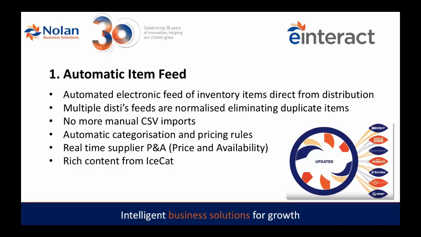We also have a real-time supplier price and availability lookup from the item record, so we can see exactly in real time which supplier has stock and how much we would need to pay for a particular item. And we also have a link out to get some rich content from IceCat, so we can get things like images and just more detailed descriptions of items. So let's have a look in the software.